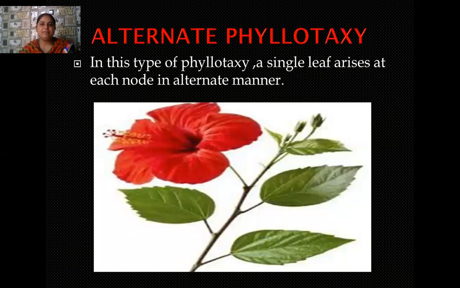Next is alternate phyllotaxy. In alternate phyllotaxy, as I have already discussed, a single leaf arises at each node in an alternate manner. See, this is the flower of the hibiscus, which is commonly known as China rose. One leaf is at the lower position, and there is another leaf which is a little bit higher than the previous one. In this way, all of these leaves arrange themselves at different points in an alternate manner. An example is Hibiscus rosa-sinensis.